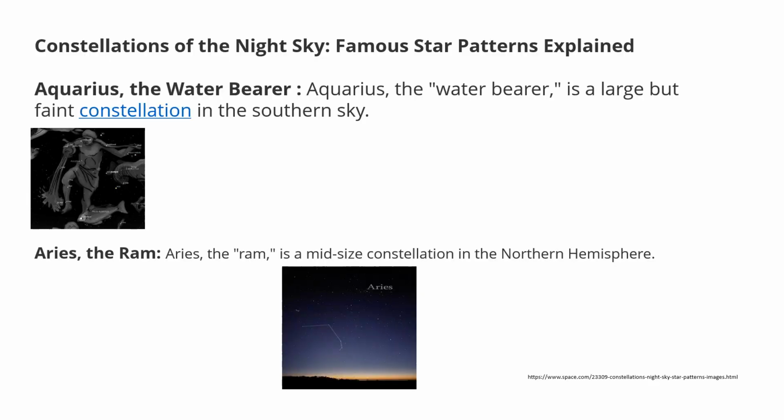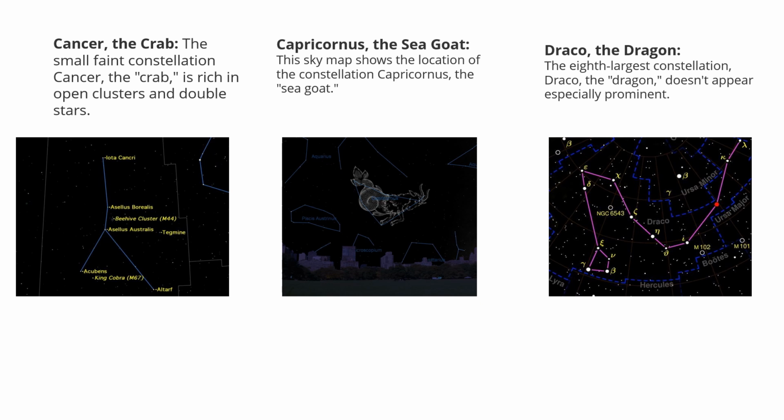Constellations of the night sky: famous star patterns explained. Aquarius, the water bearer, is a large but faint constellation in the southern sky. Aries, the ram, is a mid-sized constellation in the northern hemisphere. Cancer, the crab, a small faint constellation, is rich in open clusters and double stars. Capricornus, the sea goat.